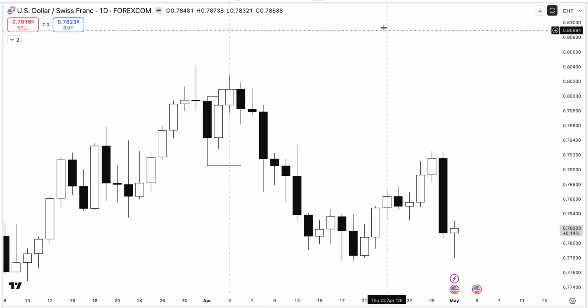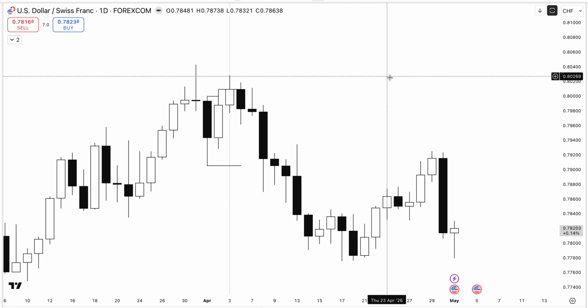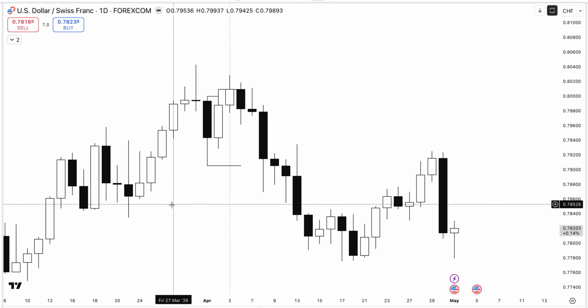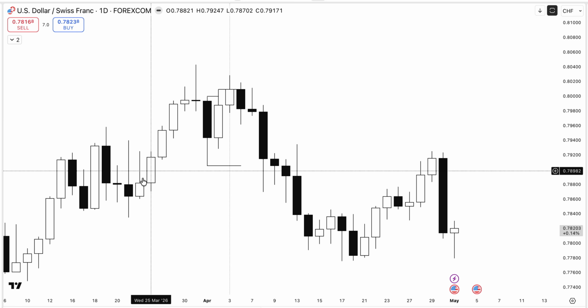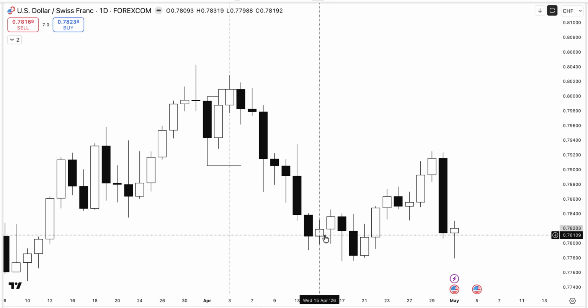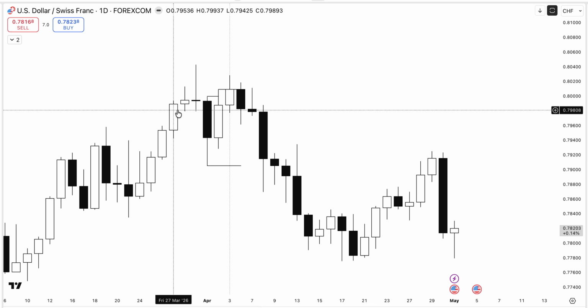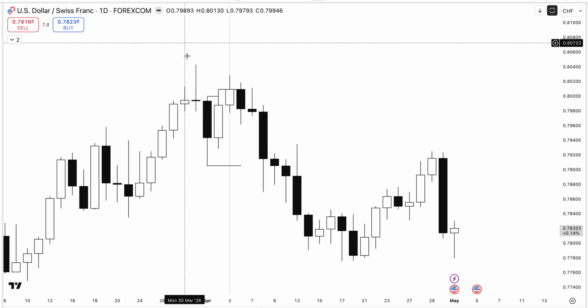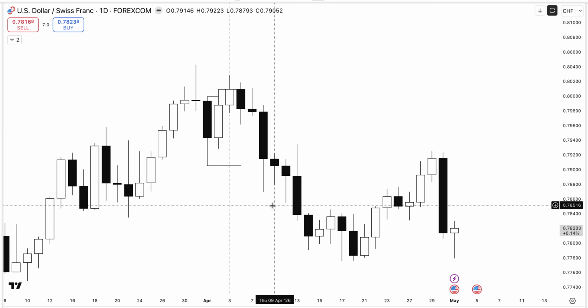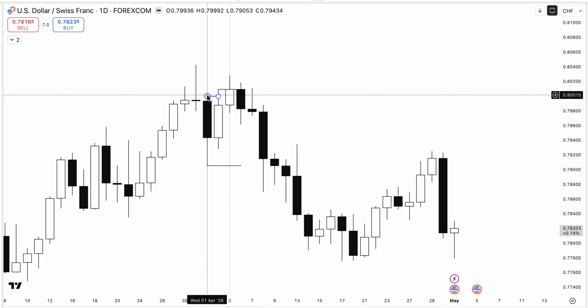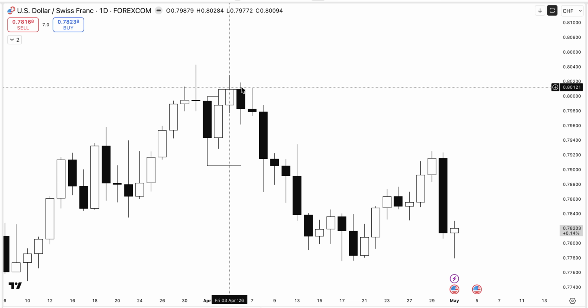When we have a wick above a candle, we can expect that we would be seeing lower prices. When we have a wick below a candle, just like this one, we can expect that we should be seeing higher prices. And when we have a break above, higher prices. When we have a break below, lower prices. You understand? So here we have this wick above, we're expecting lower prices.